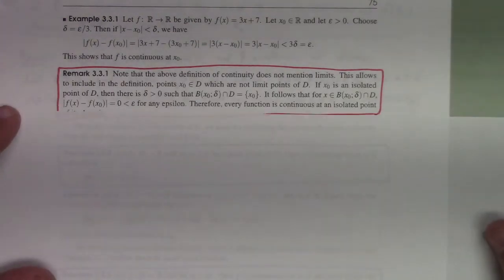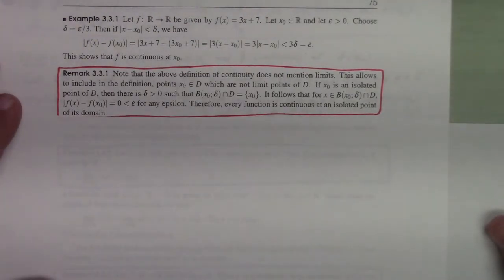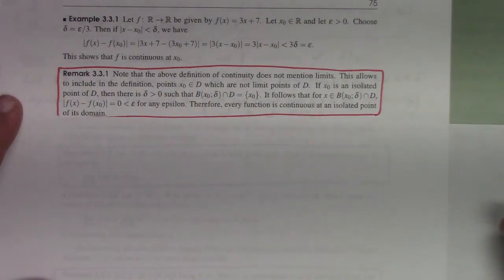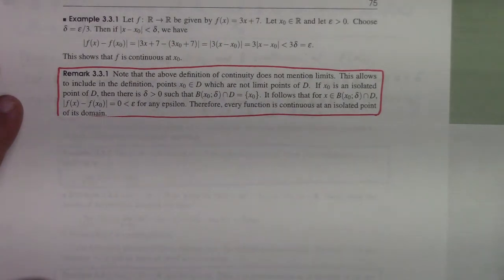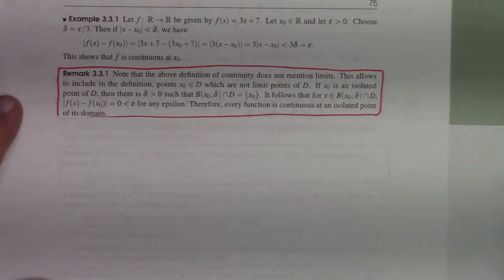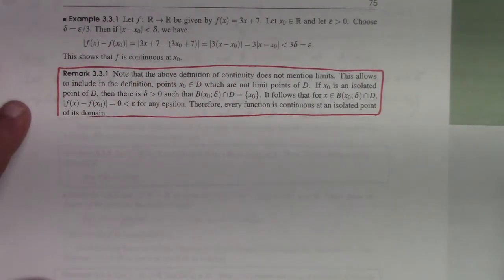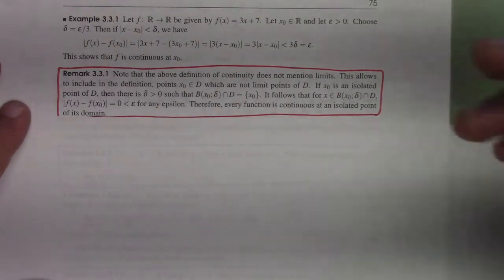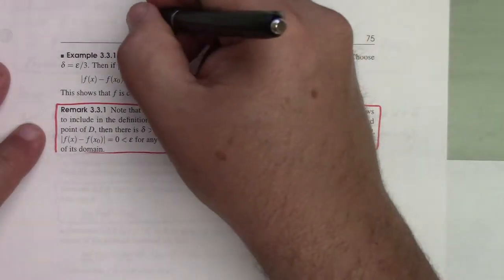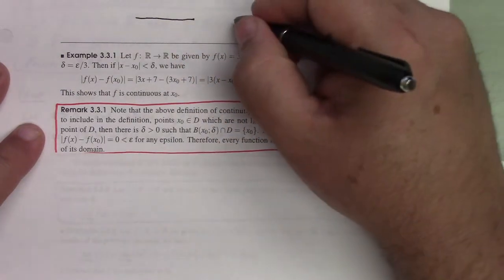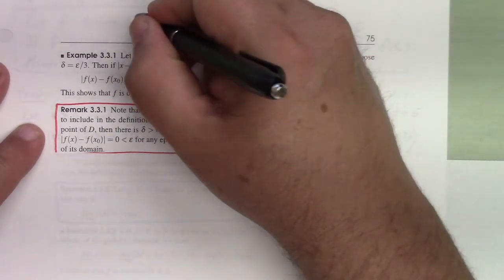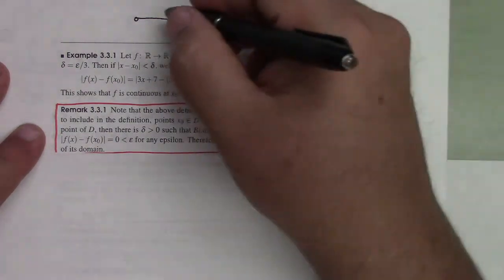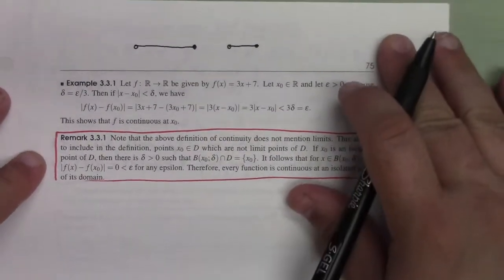All right, so note: the definition of continuity does not mention limits. This allows us to include in the definition points x naught in D which are not limit points of D. So in particular, if x naught is an isolated point of D, then there's a delta such that... Here's a picture. If D looks like this, it's got some continuous parts, maybe the endpoints are included or not included, whatever. So what I've drawn are all limit points.